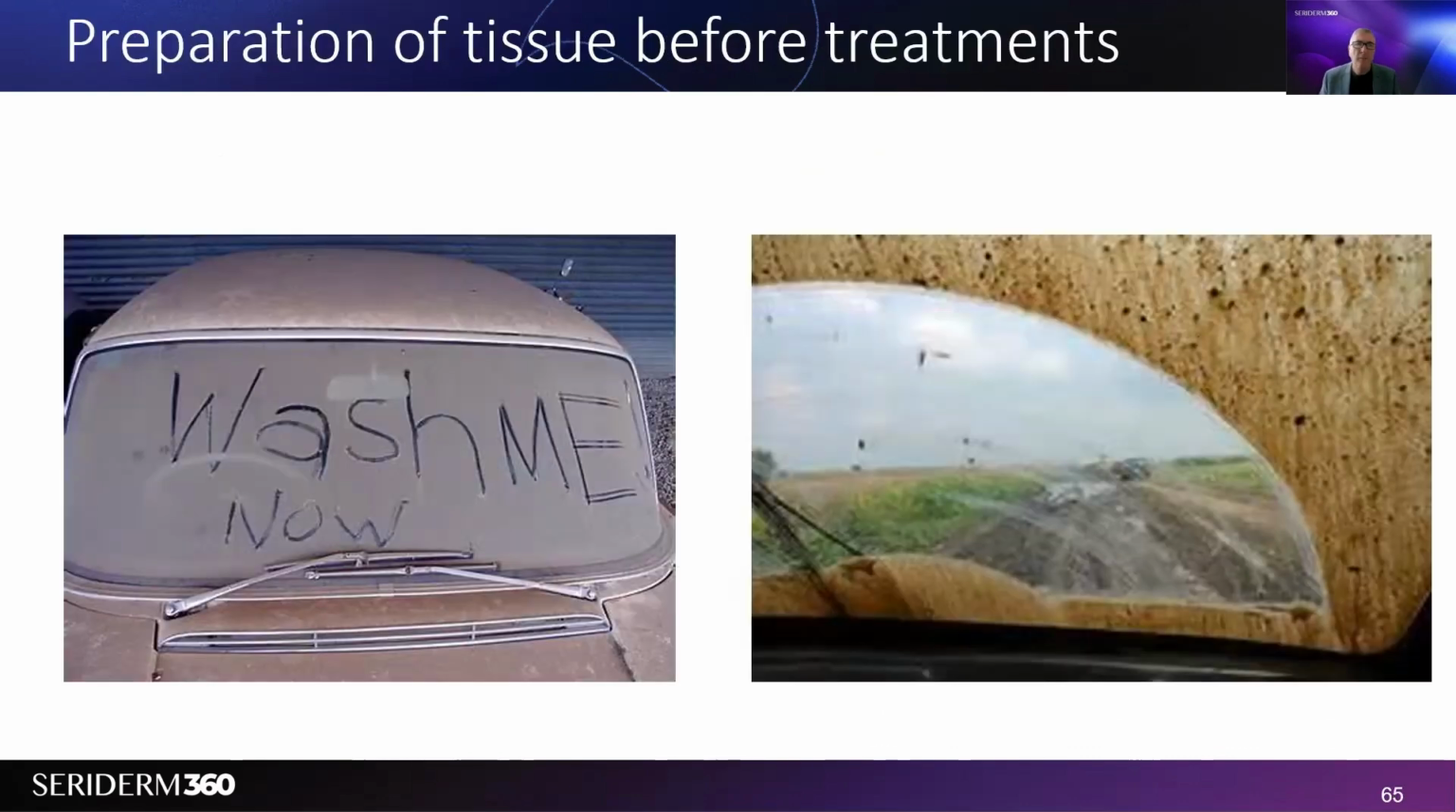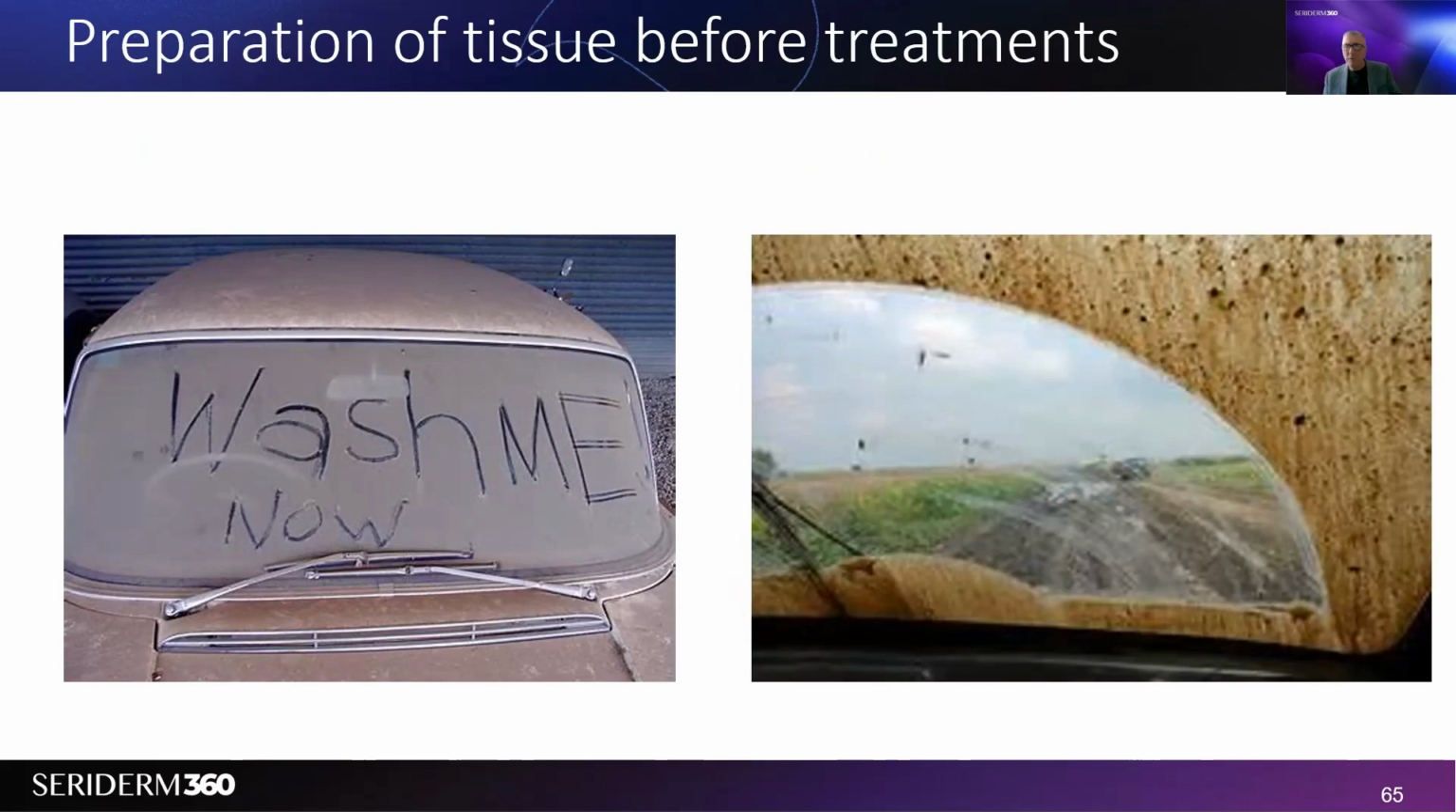Okay. When we perform treatments, it's really important to prepare the tissue. What's the difference here? If I'm looking out to this car with a dirty windscreen, there's no light coming in. But if I wash it with the windscreen wiper on, suddenly the light comes in. Most people don't think about preparing the tissue. It's really important to prepare the tissue. Future episodes, we're going to look at different ways to prepare the tissue.